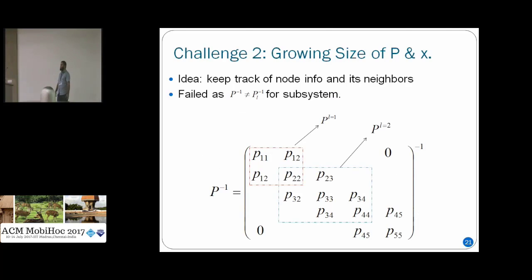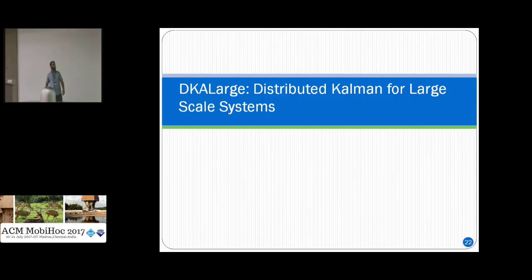Concerning the second problem, which is the growing size of X and V, as I said, you need to keep monitoring the whole network. So when the number of nodes increase, your X and V will increase. A simple solution for that is to keep track of your neighbor's X estimation and your neighbor's V. For example, this is the big matrix P, and some elements are related to your node, some elements are related to your neighbors. However, if you depend only on your neighbor's information, you will not be able to get the inverse, as the inverse requires the whole matrix information. So to solve this problem, we go to two other algorithms which we propose: DCAD-Large and DO.